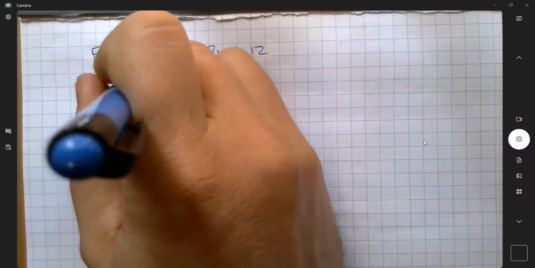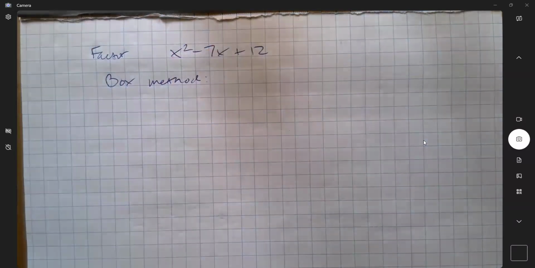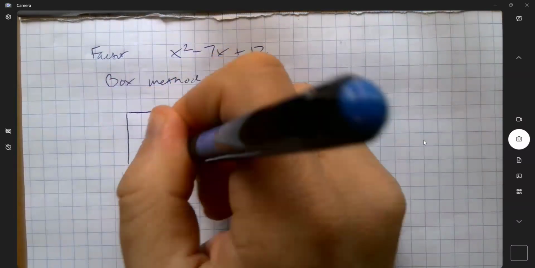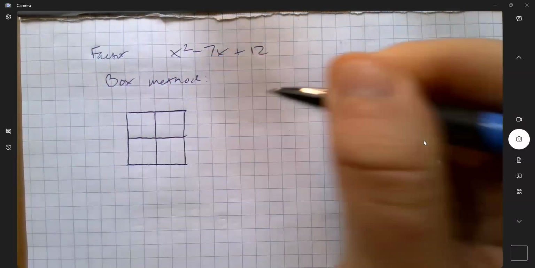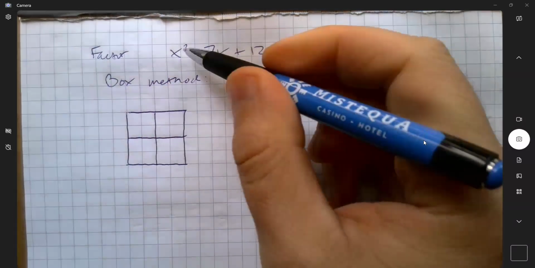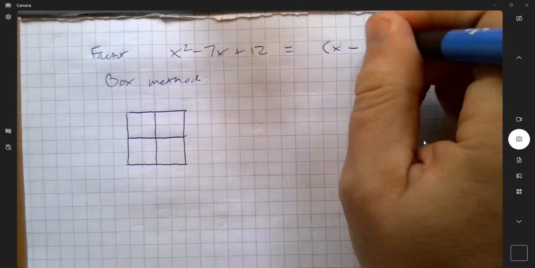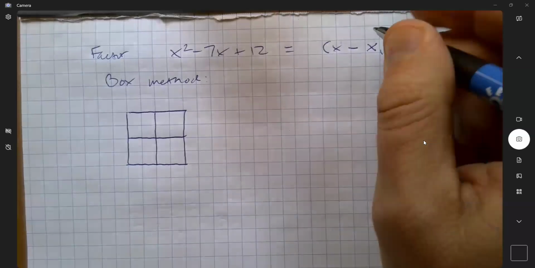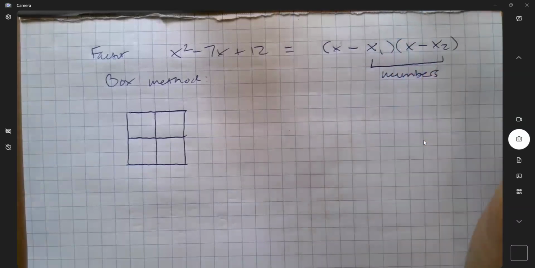And I use the box method. If you have another method that works, that's fine. If you don't, I recommend using the box method. I think it's straightforward and it handles most common cases where you actually want to factor. So what I do is I say I have x squared minus 7x plus 12, and if it factors, it should be factored into x minus x1 times x minus x2, where these are numbers. I don't know what those numbers are.